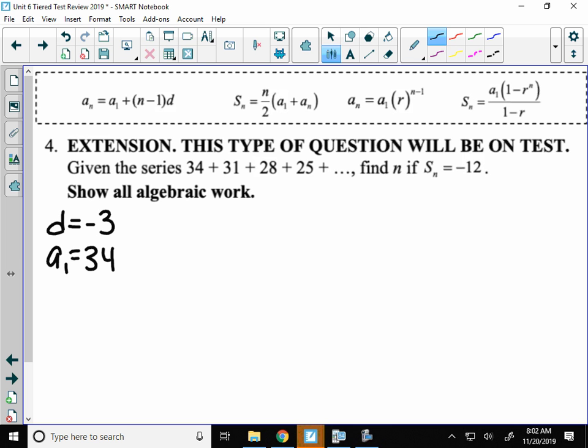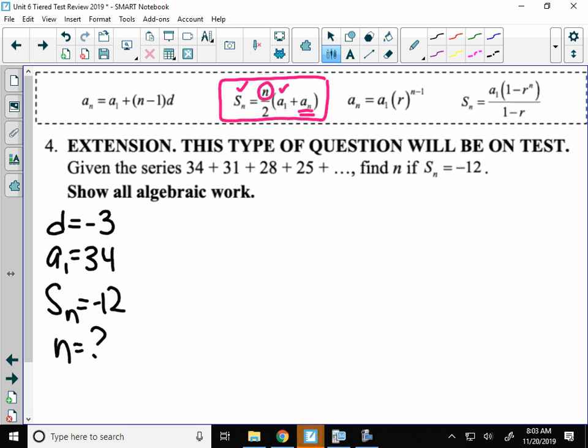Now, we want to find n. We know the sum of all the terms is negative 12. We don't know what n is. I also don't know what a sub n is. So when I'm finding the sum of this arithmetic series, I have to use this formula. I know a sub 1, I don't know n, I know S sub n. We know this is what we're trying to find. A sub n I need, but I also don't know.